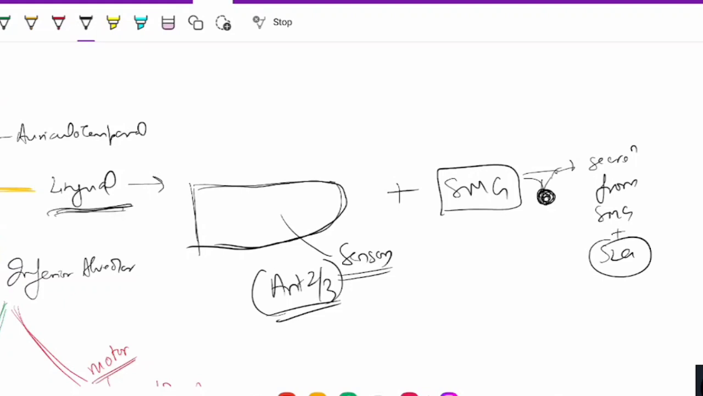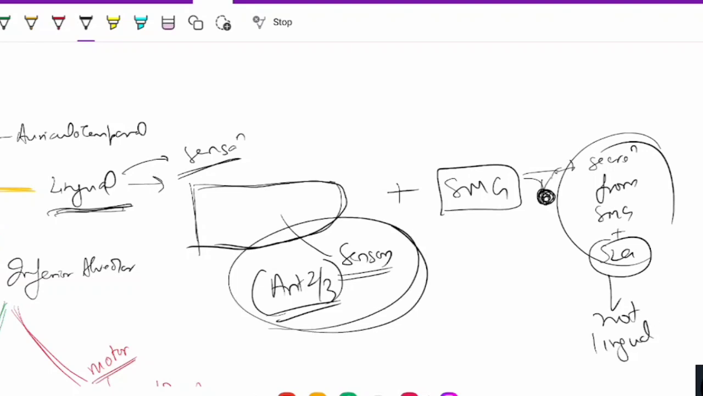Does lingual do the secretion part? The answer is no. Secretion part is done by someone else. The order of secretion is not given by lingual, but a partner of lingual which comes along with it. Who is that partner? We'll discuss later. But just understand right now, sensation is by lingual. This secretion part is not lingual.